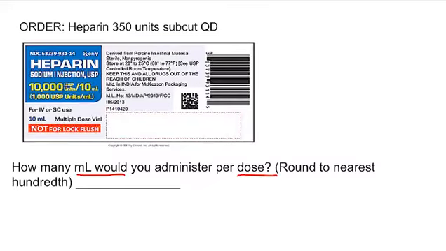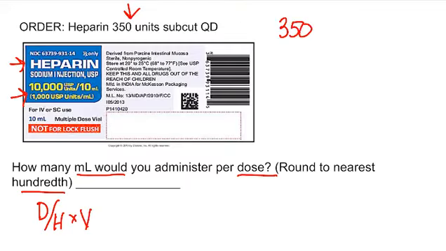Mils per dose to the 100th again. We often see this with heparin. What do I need to know for mils per dose? I need to know my doctor's order. I need to know my label concentration. This is going to be D over H times V. D, what's my doctor's order? 350 units.